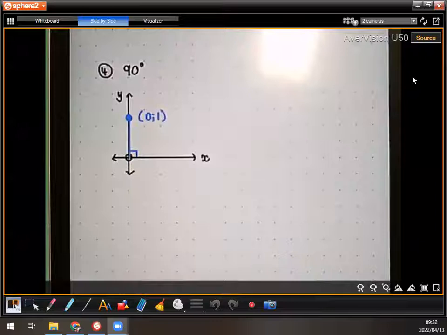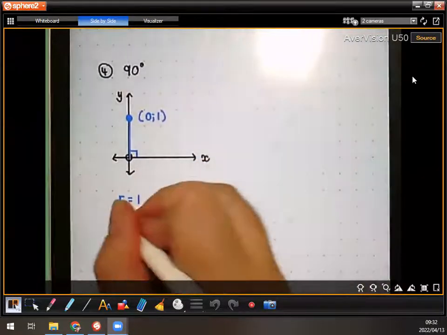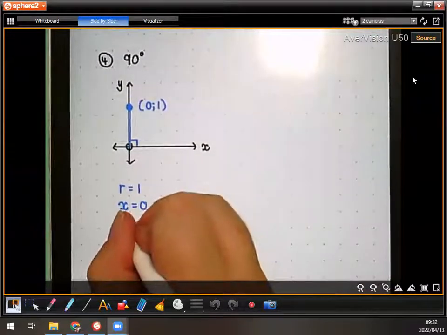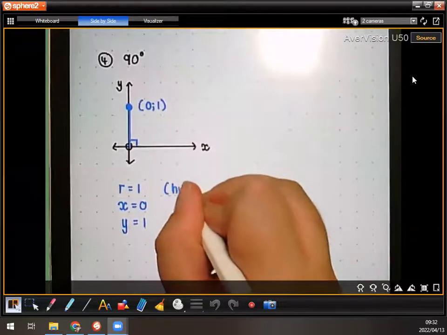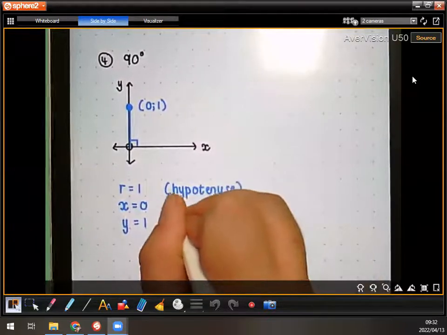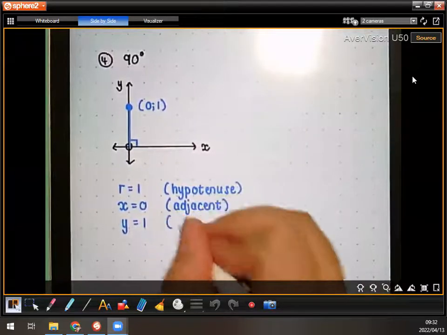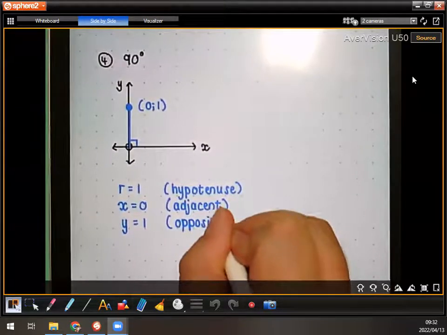But instead of thinking of this as a triangle, we can just think of it in terms of this line. What is the length of this line? The length of the radius. The length of that line is 1. What is the x value? 0. The x value of that point is 0, right? And the y value is 1. Remember that r is the hypotenuse. Your x value is always your adjacent side, and the y value is the opposite side.